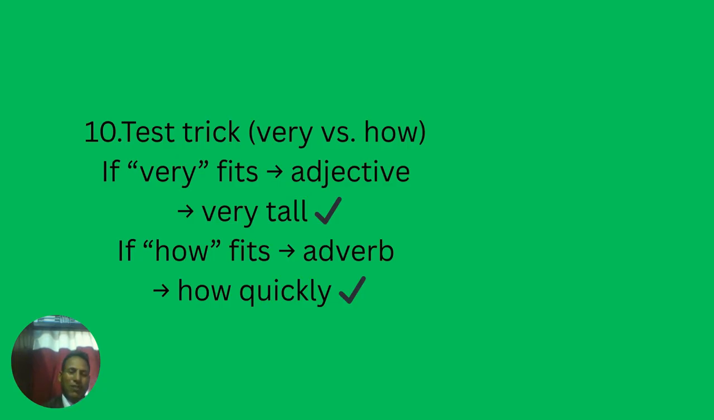To test whether a word is an adjective or adverb, see what it answers. Suppose very fits, as in very tall, it is an adjective, and if how fits, it is an adverb. So very versus how: for your understanding, very answers adjective, how answers adverb. Once again, he is very tall, so tall is an adjective. He works quickly. Here, quickly is an adverb. So we found out the differences between adjectives and adverbs.